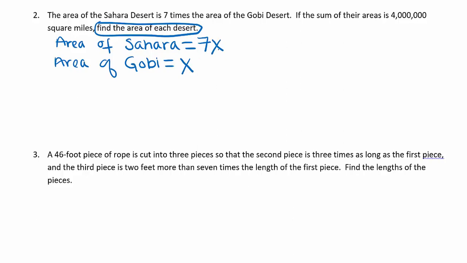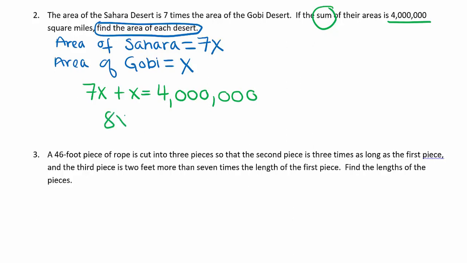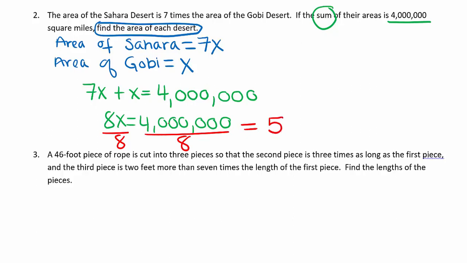Then I read the problem again to try to get my equation. I'm told that the sum of their areas is 4 million. So if I add 7x and 1x, I should get 4 million. Now I can solve this equation. I combine like terms. I've got 8x equals 4 million. And to finish, I would divide both sides by 8. Let's see, 40 divided by 8 is 5. So it should be 5 with then 5 zeros. So 500,000.